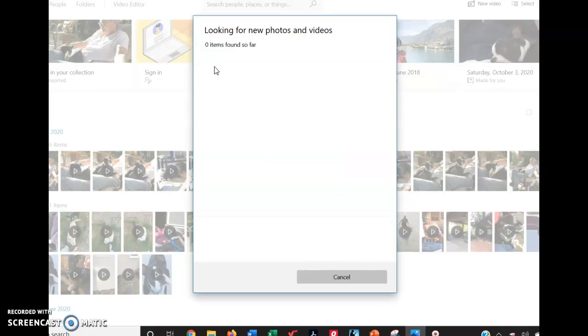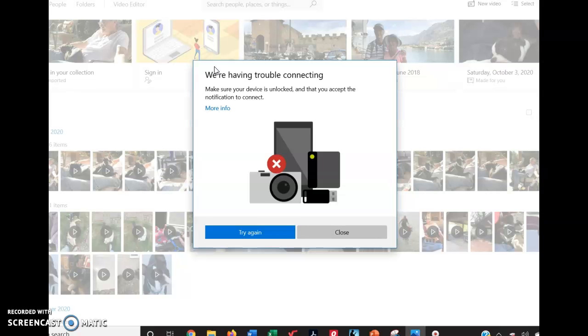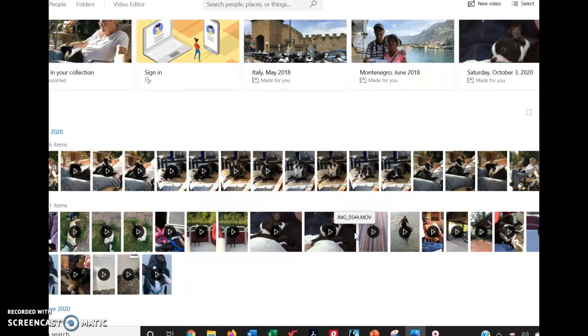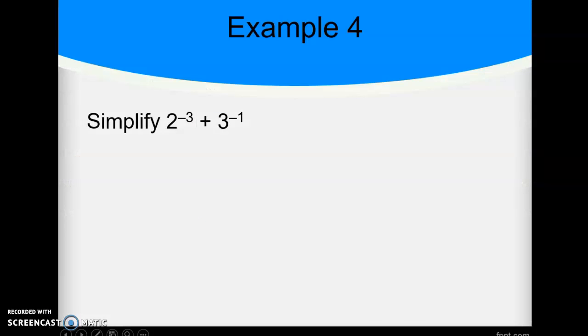Okay. The last kind of example that I want to go through with you is one like this one. I don't know why this, I think it's because Clarence is jumping around. My phone is plugged into my computer.